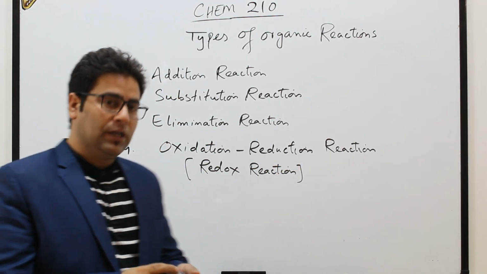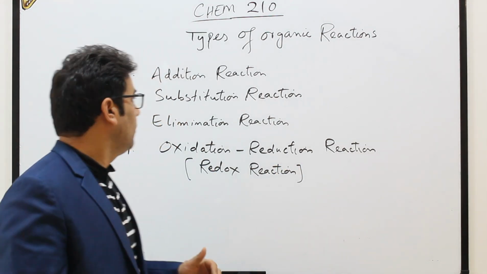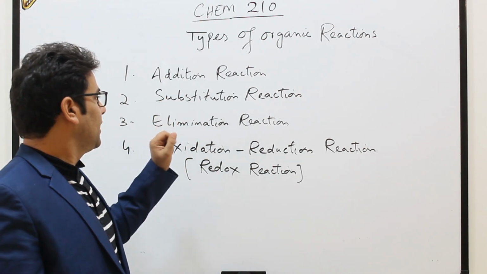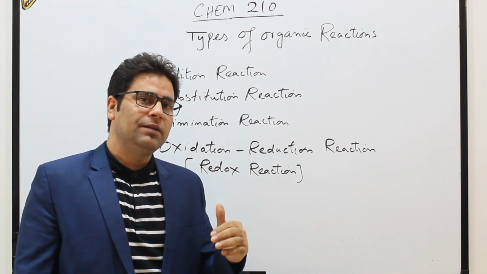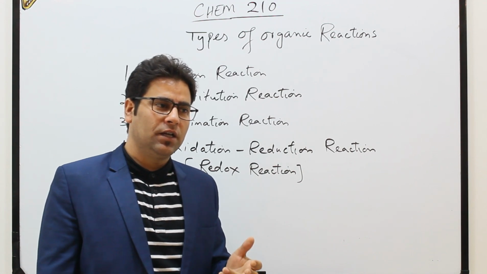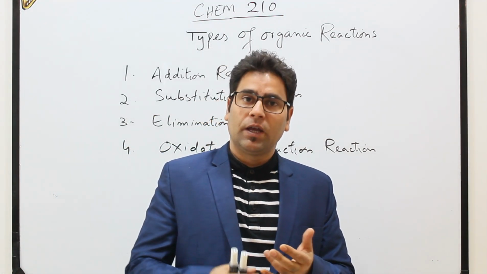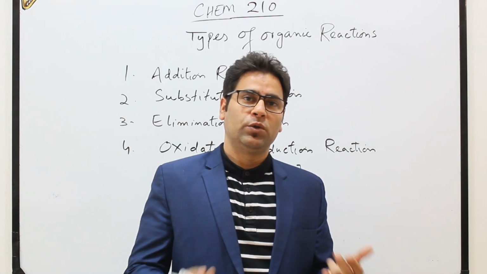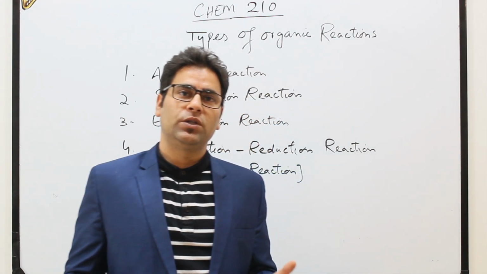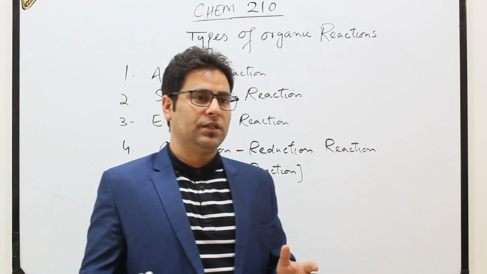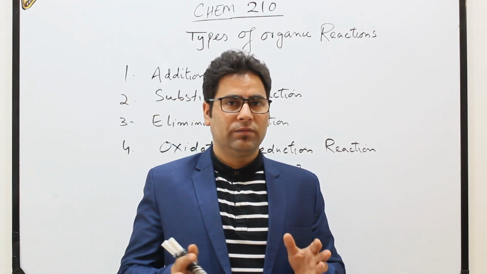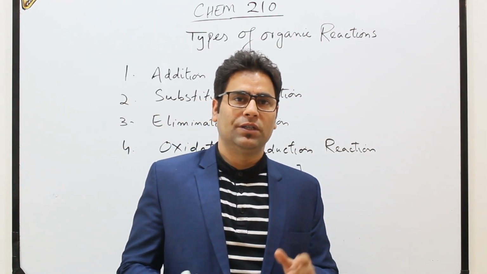In our previous lectures, we have completed addition reaction and substitution reaction. Let me remind you again. In addition reaction, we were saying we have four subtypes. Number one, hydrogenation. Number two, halogenation. Number three, hydrohalogenation. Number four, hydration. We did it, and we have done a lot of exercises and examples related to this reaction.